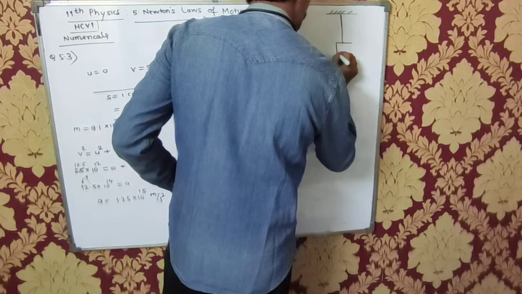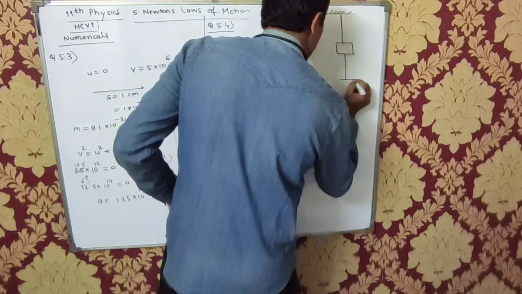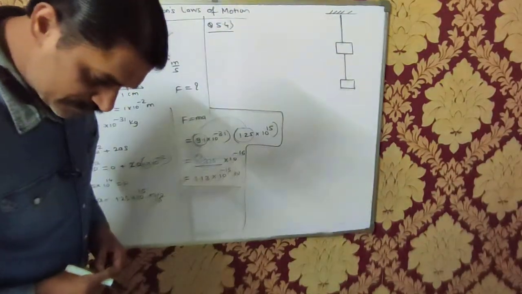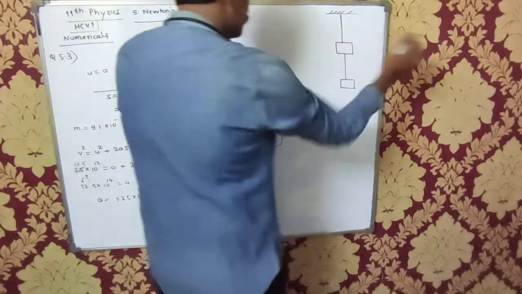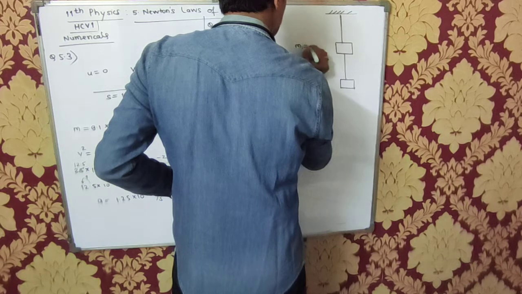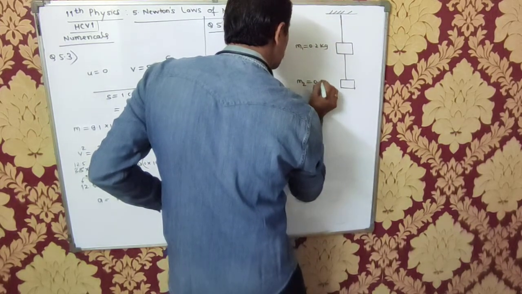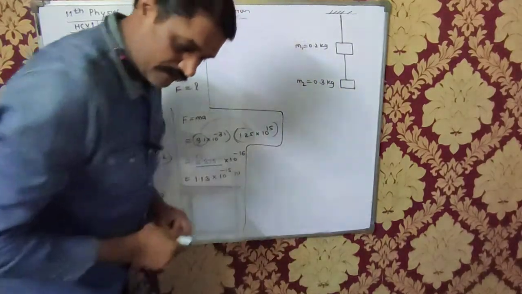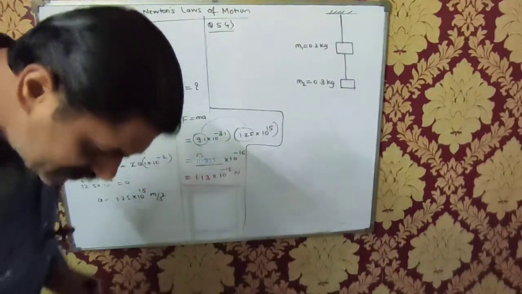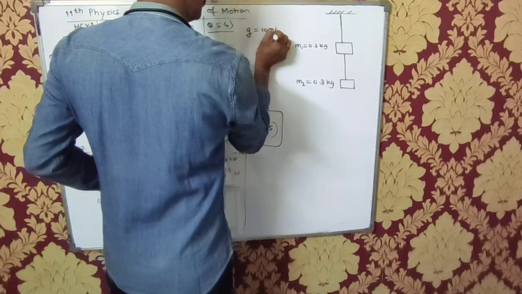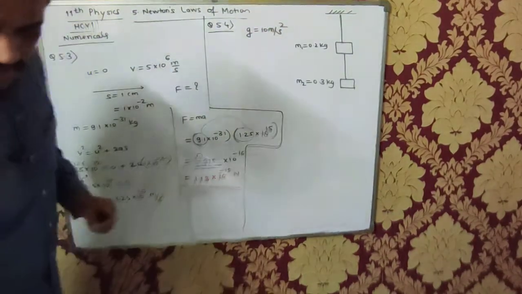Block. Second string. Another block. Got the question? Okay. 0.2 kg, 0.3 kg. This mass is 0.2 kg. This mass is 0.3 kg. We have to find out the tension in both the strings. Take g equal to 10. What is the tension in the string 1?